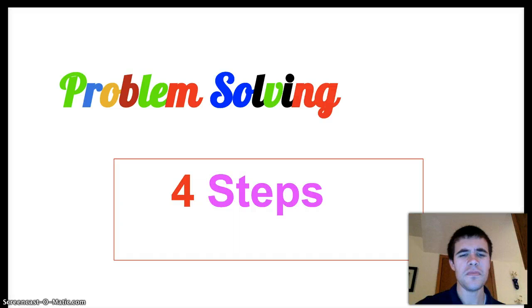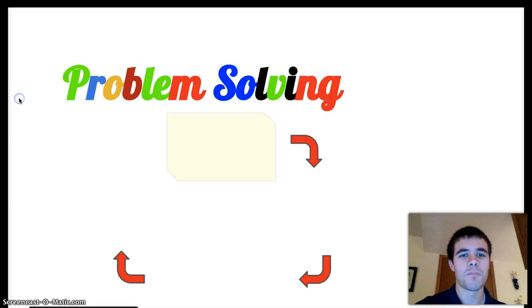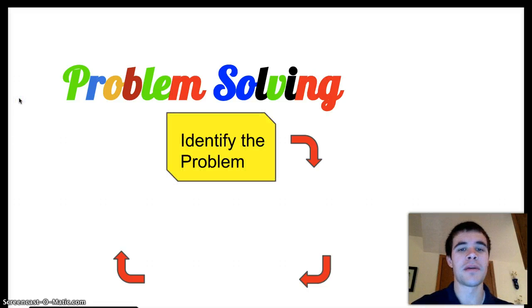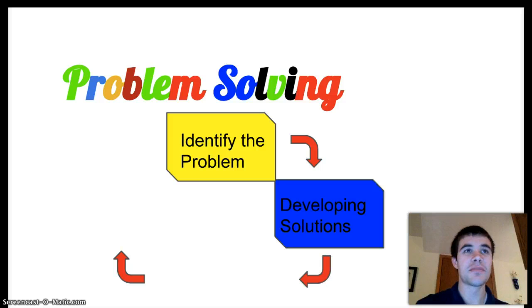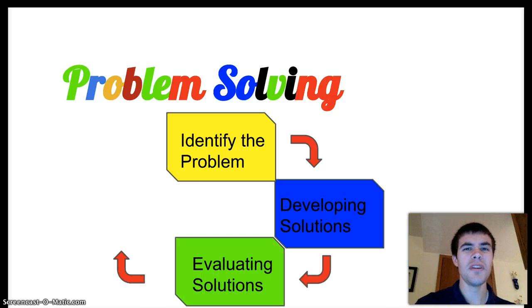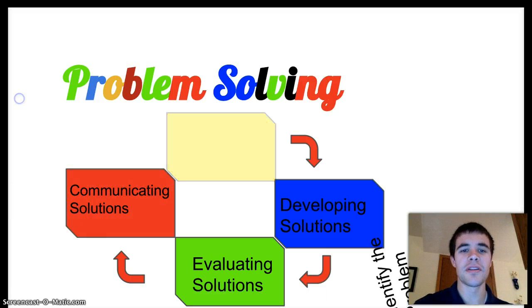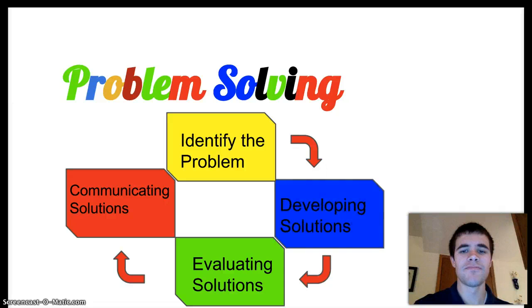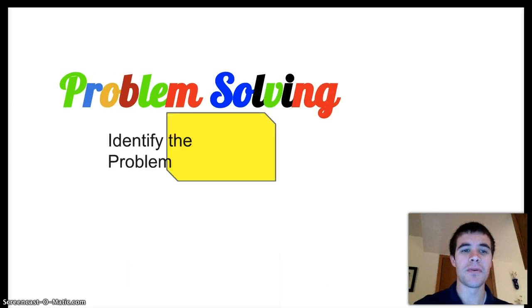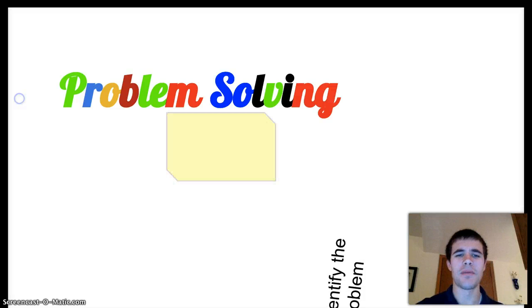And so now we're going to talk about 4 steps. Some people say there's more steps. We're going to use 4 to simplify it. First step we're going to use is to identify the problem. Then we're going to develop solutions, then evaluate solutions, and then we're going to communicate solutions. So we start with identifying the problem, developing solutions, evaluating solutions, and communicating solutions. Now to go into more depth on these, identifying the problem, what does that mean?